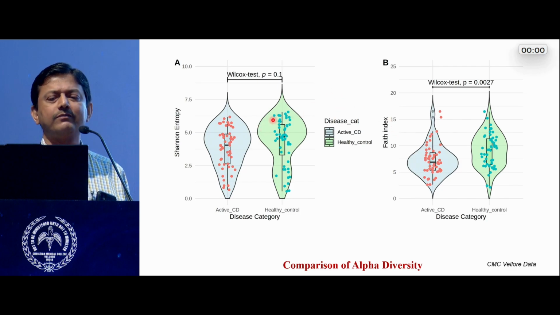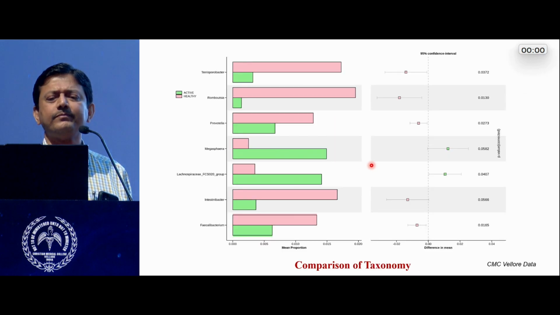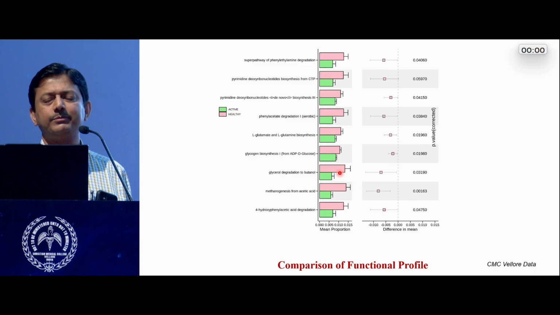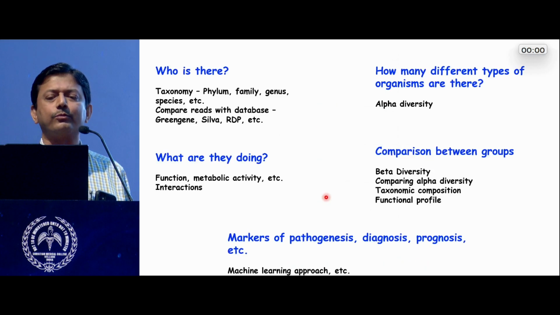You can also compare the alpha diversity between the two groups by using statistical tests, and we can compare the functions also. For example, in this one you can see that these three functions are more prevalent in the healthy patients and less in the control population. So essentially these are what we normally do. We look at what the taxonomy is, how many different types are there, what they are doing, and how we compare between the groups. And just a couple more things.